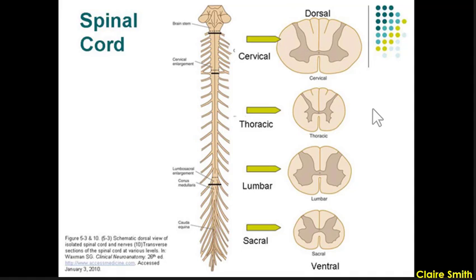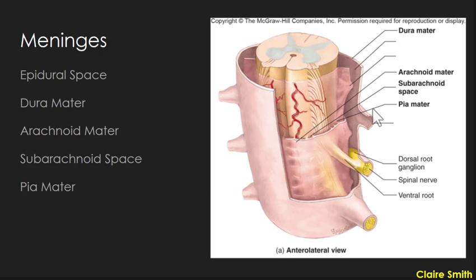Also, like the brain, covering our spinal cord we have meninges. Remember, those are the protective membranes, 3 layers that cover and hold cerebrospinal fluid around our brain and also in the spinal cord, all throughout that dorsal body cavity.